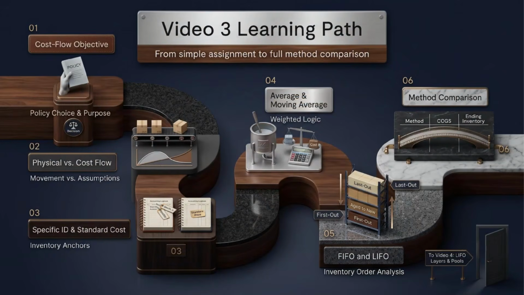Here is our learning path for this video. We will first understand the objective of selecting a cost flow method. Then we will separate physical flow from cost flow because the warehouse movement and the accounting assumption are not always the same. After that, we will cover specific identification and standard costing. Then we will calculate weighted average, moving average, FIFO and LIFO using one shared data set. Finally, we will compare the results and prepare for the next video where LIFO layers, pools, liquidations, and the LIFO reserve get their own deeper treatment.